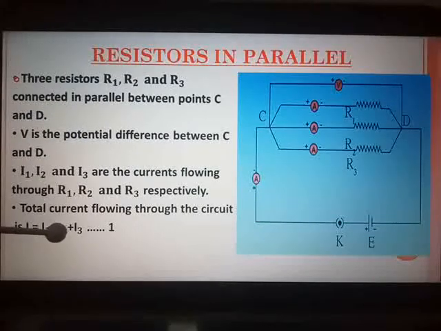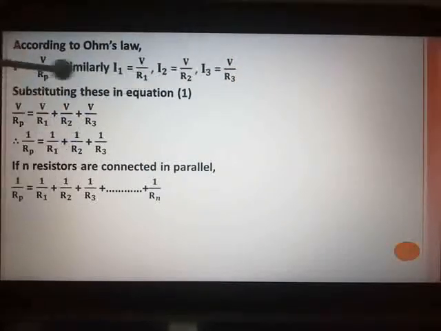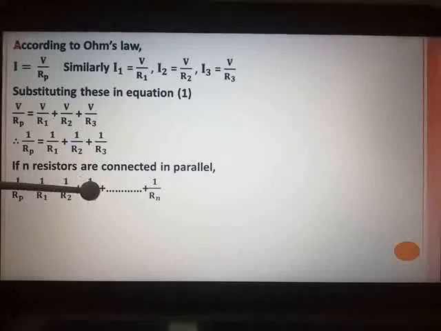I is equal to I1 plus I2 plus I3. Substitute the values of I1, I2 and I3. So it will be V upon Rp is equal to V upon R1 plus V upon R2 plus V upon R3. Taking V common on both sides, it will get cancelled off. So what remains? 1 upon Rp is equal to 1 upon R1 plus 1 upon R2 plus 1 upon R3. For n number of resistors, it will just continue up to plus 1 upon Rn. So this is the derivation for parallel combination.